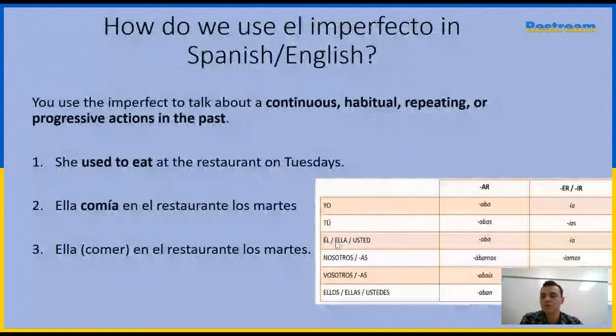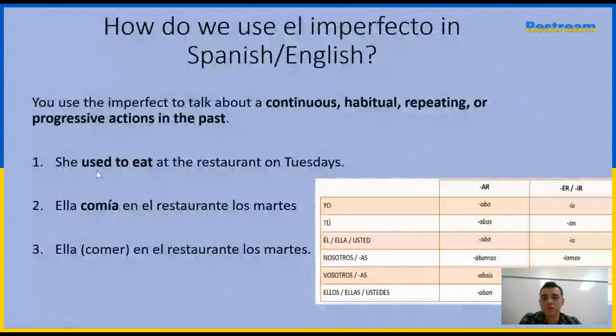Like I had mentioned before, we use the imperfect tense to describe an action that happened in the past, but it describes an action that was habitual, continuous, progressive, or repeated. Since there are different ways in which we can use the imperfect tense in Spanish and English, I'm only going to focus on how we use it to describe repeating actions in the past. So let's look at our first sentence.